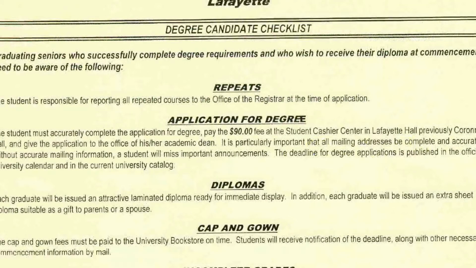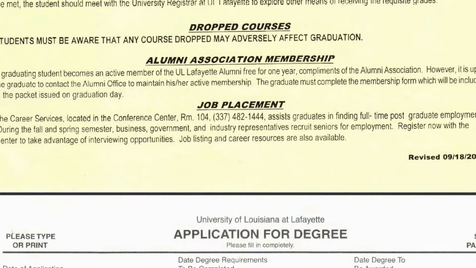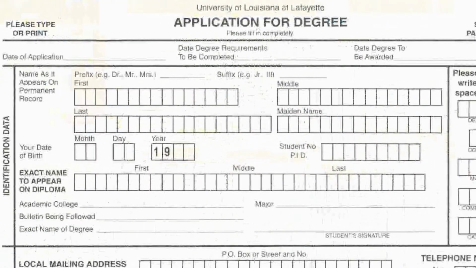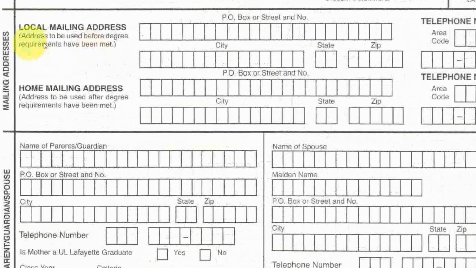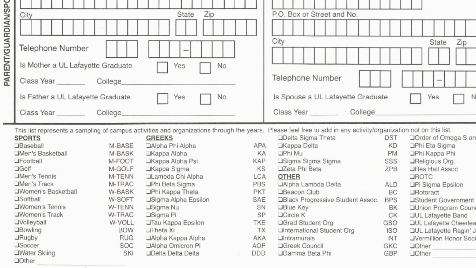It invites you to check that you've actually done everything that you need to do in order to graduate. Then you fill out this form for applying for the degree. From this information, they're going to construct the diploma. You're going to provide a local mailing address, and also they're asking you for information about parents and guardians and their address so that in case you move, they'll be able to track you down. And that's about it for the setup for graduation.